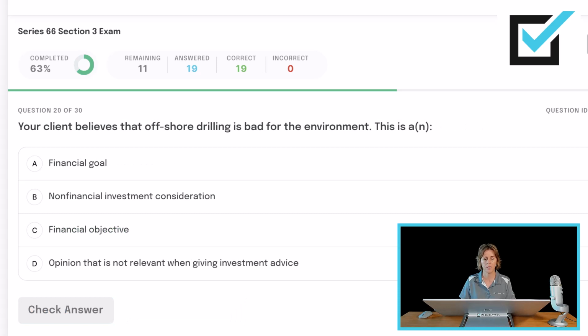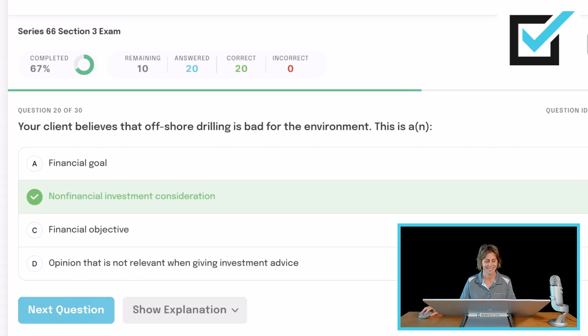Your client believes that offshore drilling is bad for the environment. This is a financial goal, non-financial investment consideration, financial objective, or opinion that is not relevant when giving investment advice. It is within your realm of responsibility to make sure that you take into account both financial considerations as well as non-financial investment considerations. So what are your clients' values and attitudes, their investment experience? What are their beliefs related to environmental, social, and governance investing? You will consider all of those things.